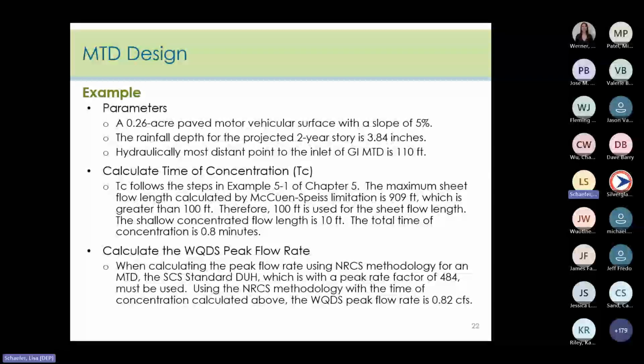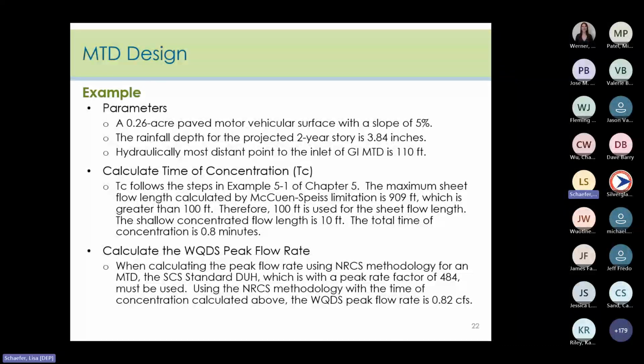So we have a 0.26 acre paved motor vehicle surface with a slope of 5%. The rainfall depth for the projected 2-year storm, not story, is 3.84 inches, and the hydraulically most distant point to the inlet of the GI MTD is 110 feet. So when using the NRCS methodology, you need to calculate the time of concentration, for which we follow the method that's covered in example 5.1 in chapter 5 of the manual. That example is on page 33. It's also the formula that was on slide 29 of the calculations presentation.